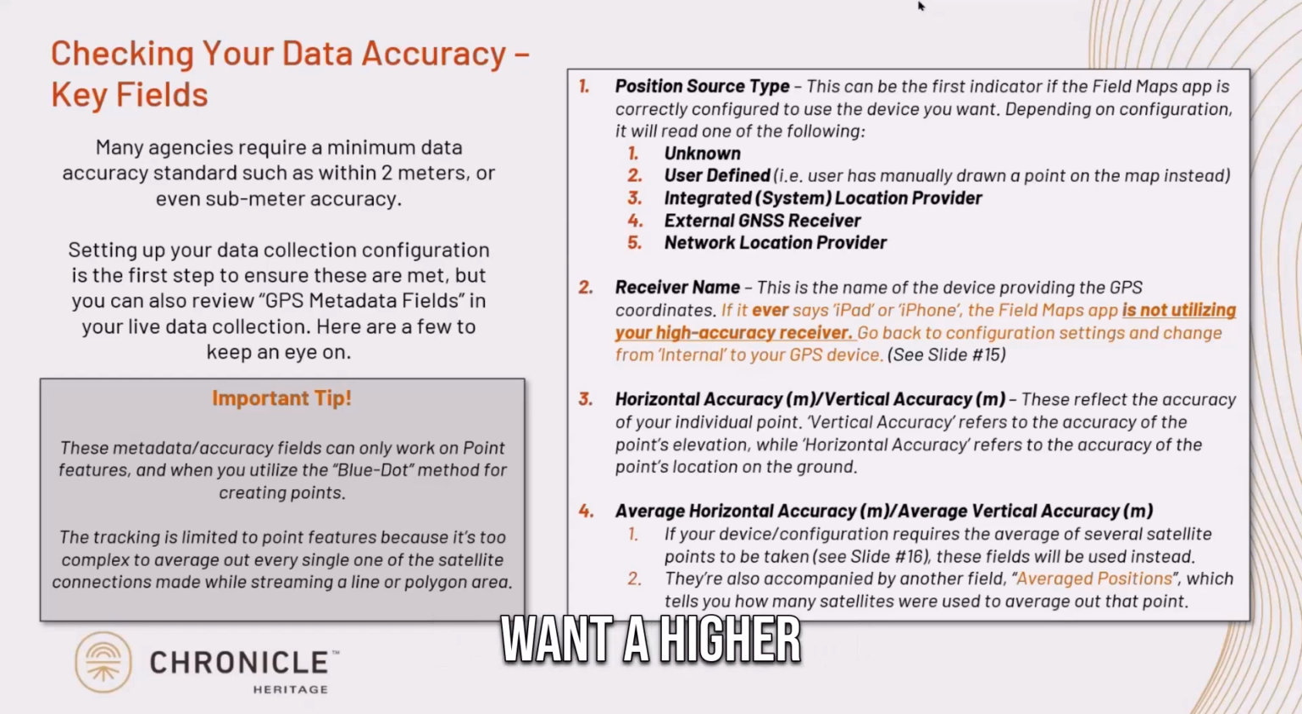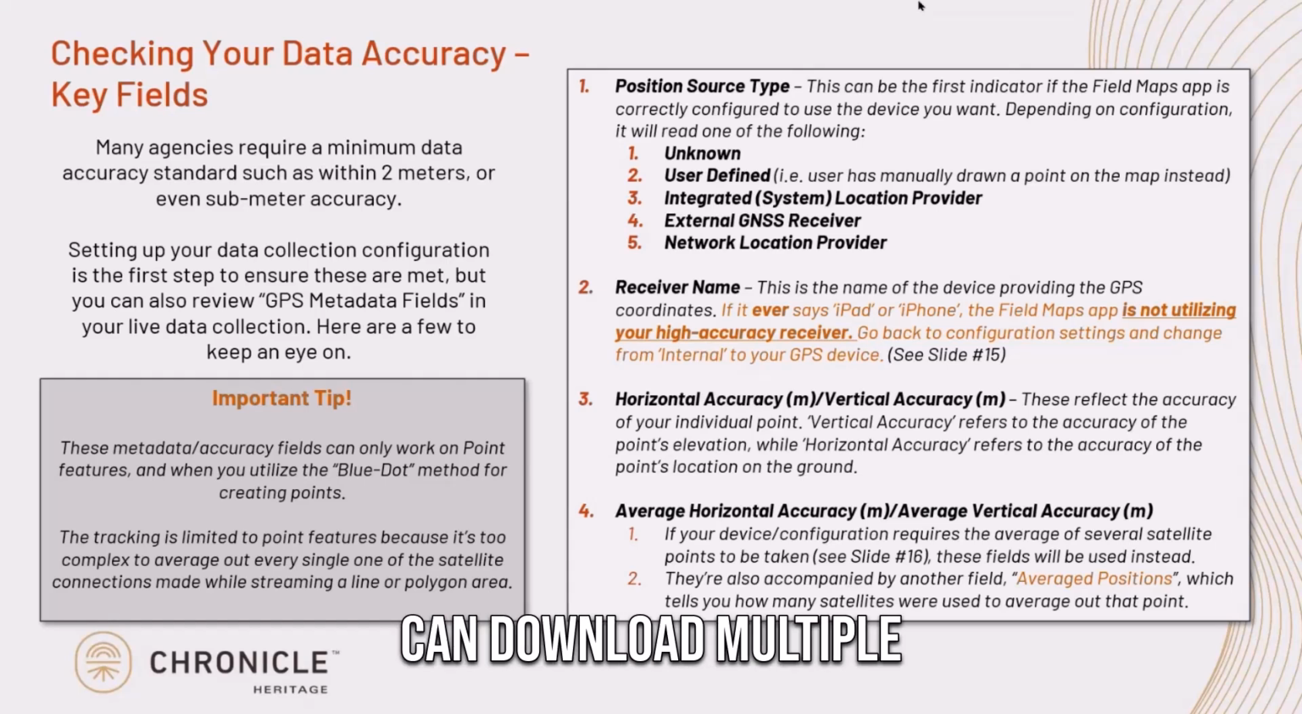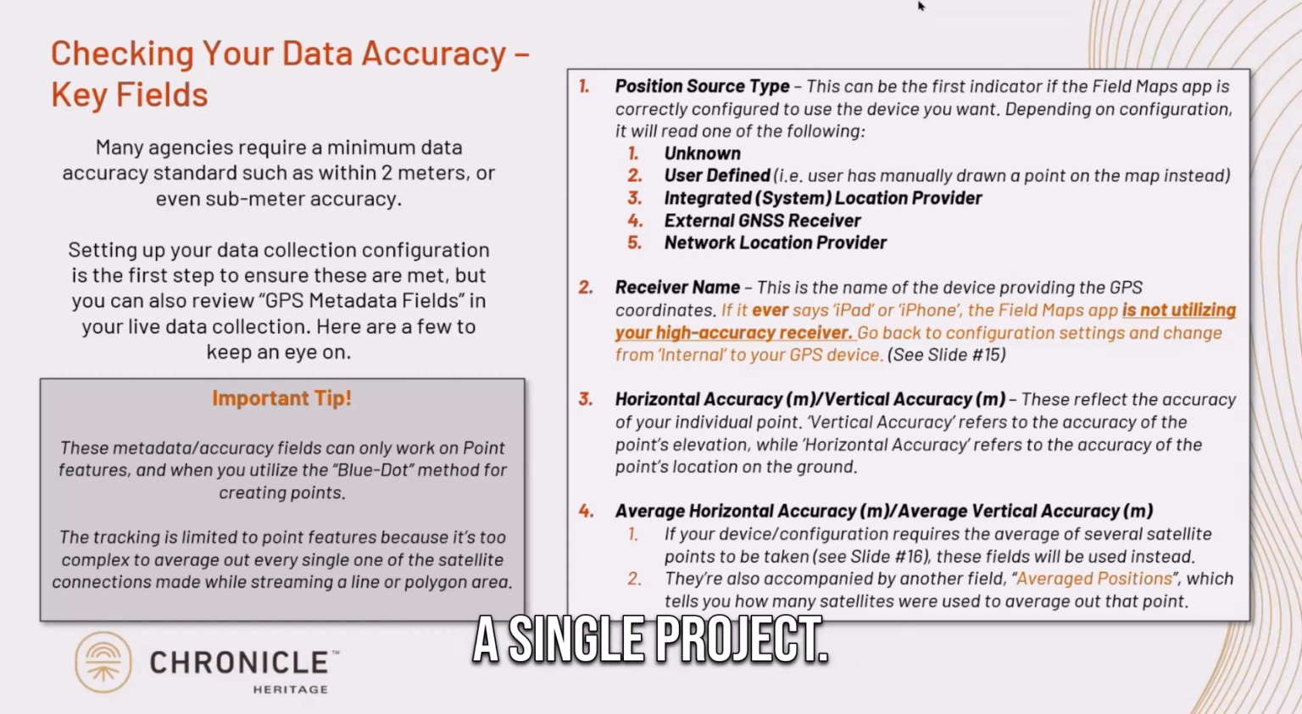Now, very similarly, there are also two other fields. If your device configuration requires the use of averaged points, back to slide 16, it's taking the average of horizontal and vertical accuracy from several points. They're accompanied by another field called averaged positions, which tells you how many were used to average out that point.